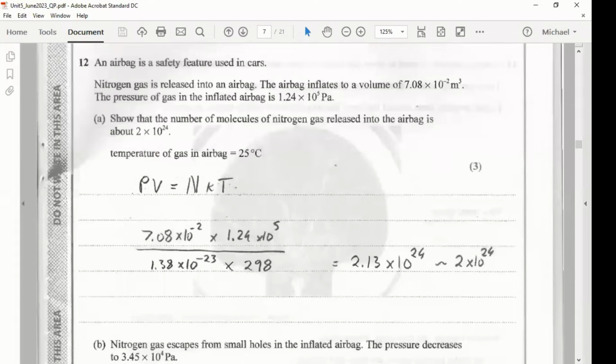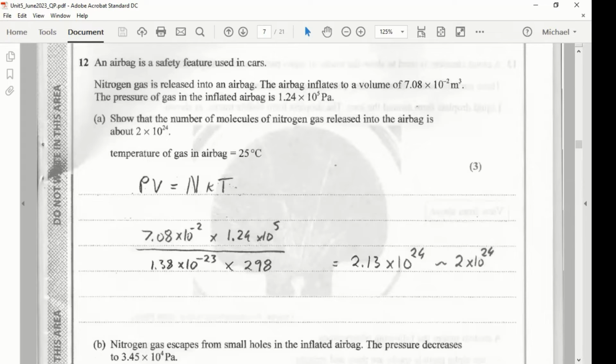Question 12. An airbag is a safety feature used in cars. Nitrogen gas is released into an airbag. The airbag inflates to that volume. The pressure of gas in the inflated airbag is that value. Show that the number of molecules in nitrogen gas released into the airbag is about 2 times 10 to the 24. And you're given the temperature of gas in Celsius.